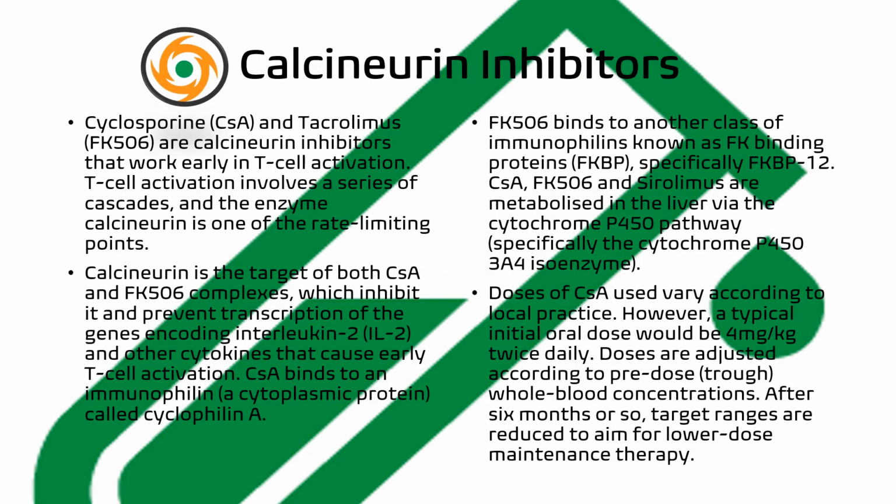So now a little bit around calcineurin inhibitors. So cyclosporin A or CSA and tacrolimus or FK506 are calcineurin inhibitors that work early in T cell activation. T cell activation involves a series of cascades, and the enzyme calcineurin is one of the rate limiting points. And calcineurin is the target of both CSA and FK506 complexes, which inhibit and prevent transcription of the genes encoding for interleukin 2 or IL-2 and other cytokines that cause early T cell activation.